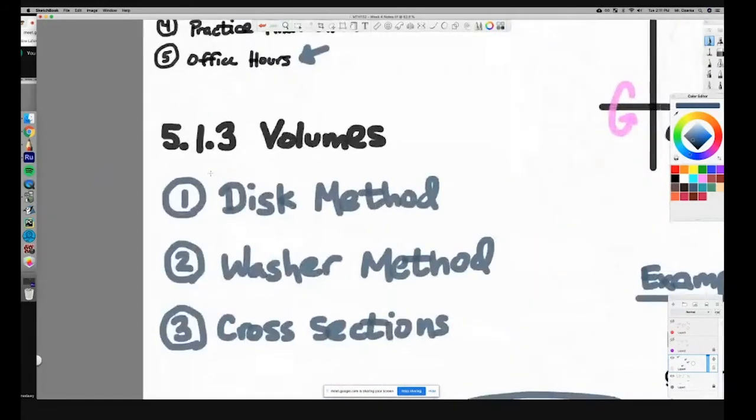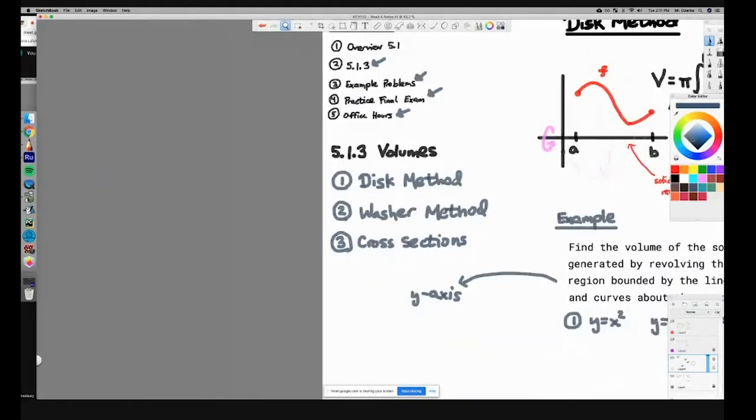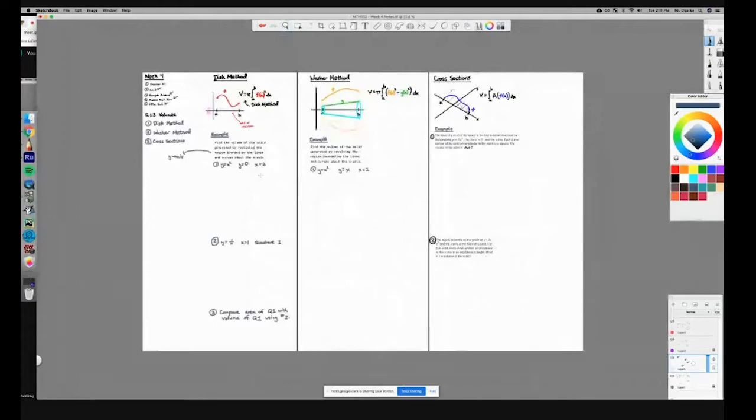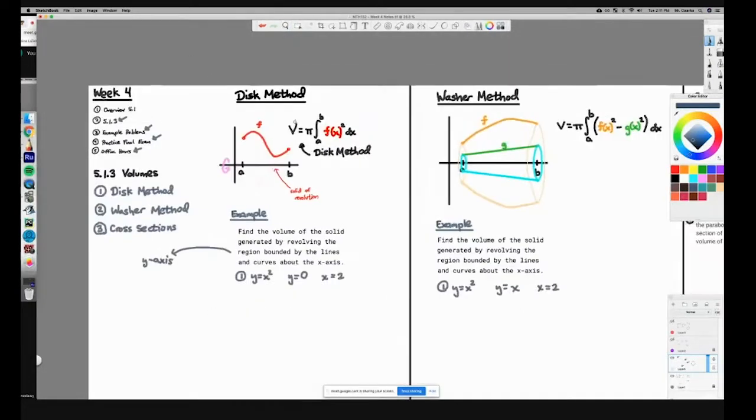Things we're going over today: 513, volumes, disk method, washer method, cross sections. Kind of gave you a preview of all that already. So we're going to be going over all of this today, and it's going to be crazy. So let's zoom in for disk method.